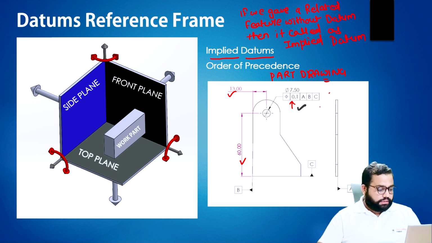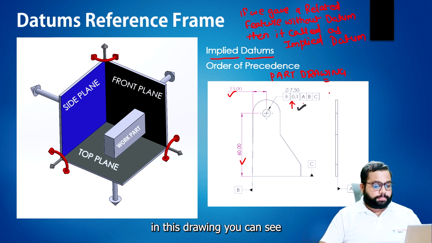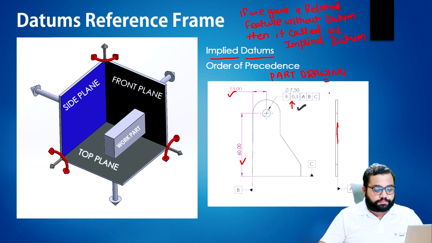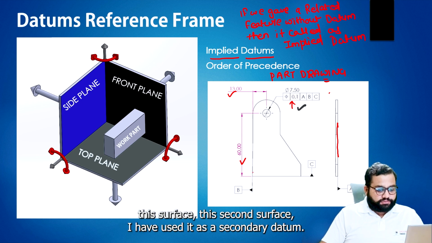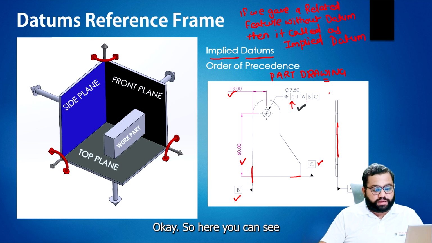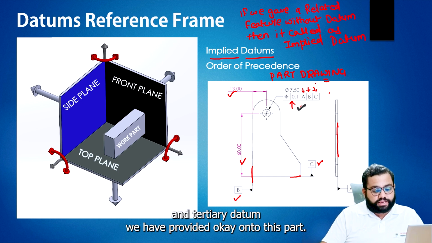Now, in this drawing, you can see that this back surface, I have used as the primary datum. Okay, for this part. This second surface, I have used as the secondary datum. And this bottom surface, I have used as the tertiary datum. Okay, so here you can see that the primary datum, secondary datum, and tertiary datum we have provided.